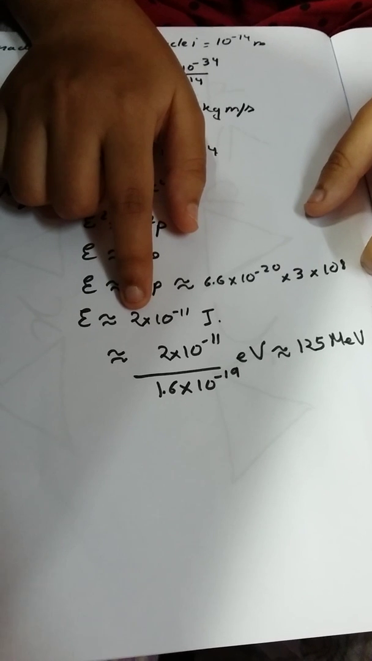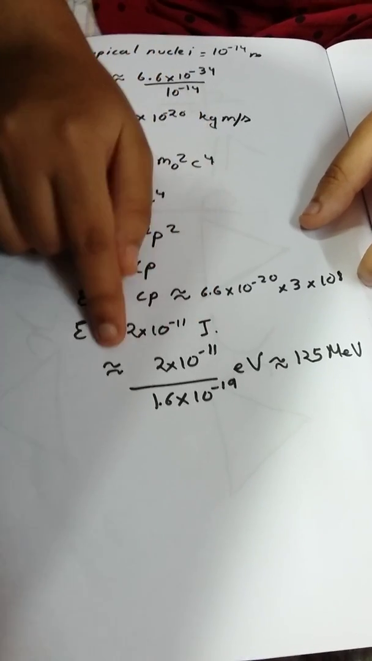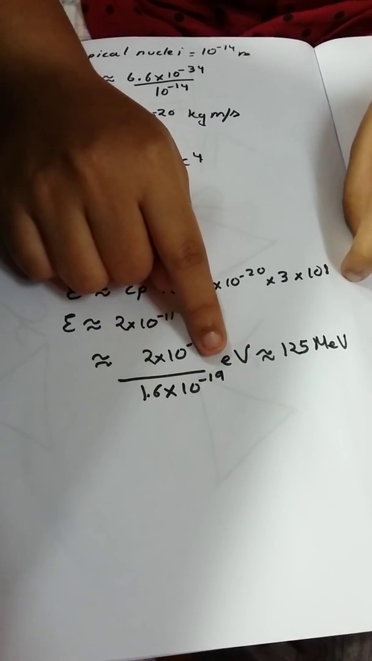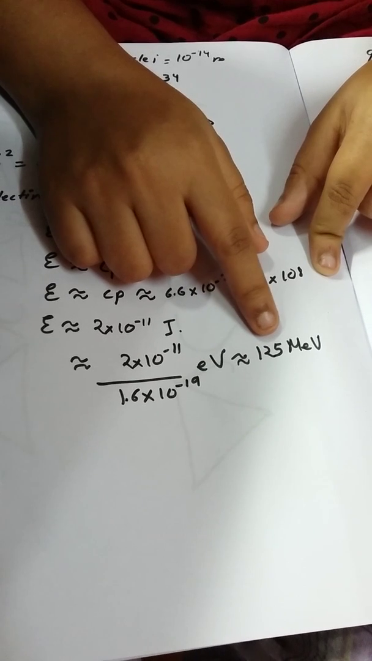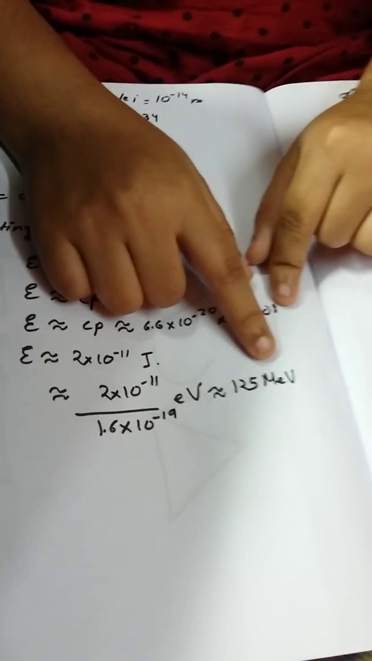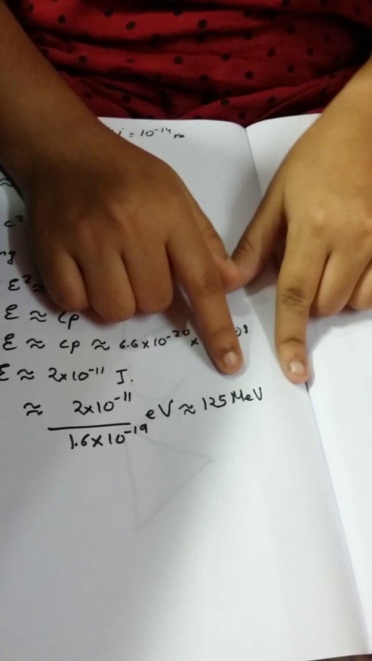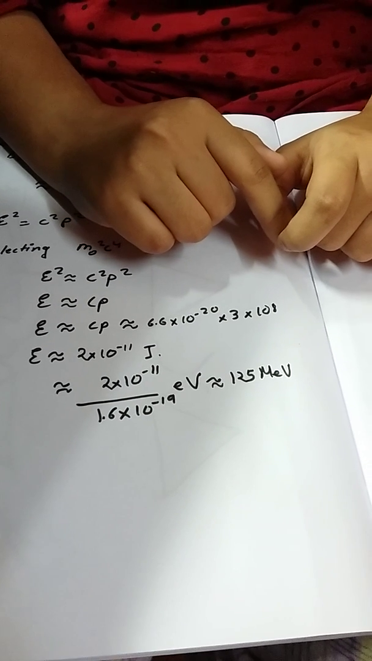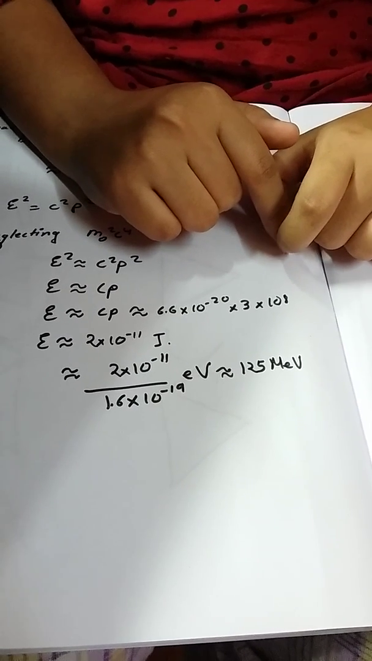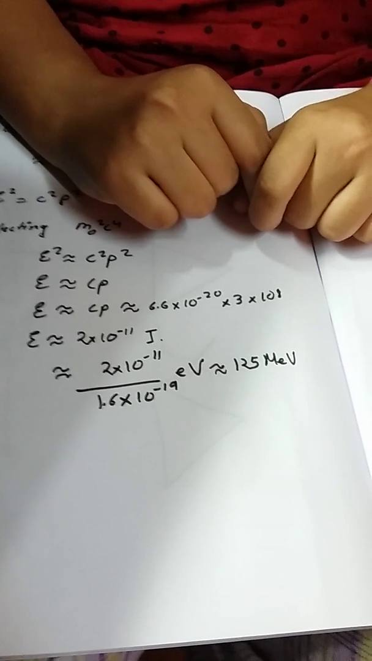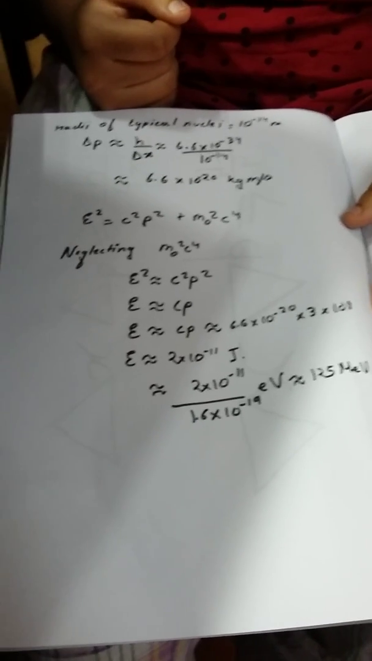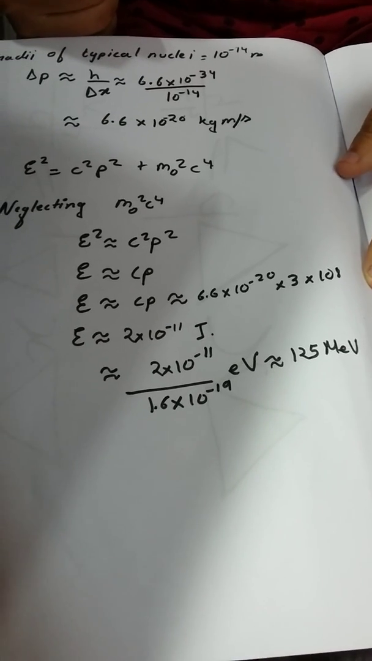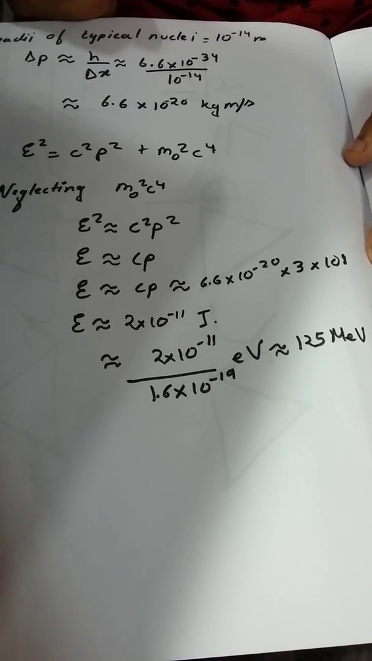E is almost equal to 2 into 10 to the power minus 11 joule, which is almost equal to 2 into 10 to the power minus 11 by 1.6 into 10 to the power minus 19 electron volt, equal to 125 mega electron volt. Thus, the kinetic energy of an electron must be of the order of 125 mega electron volt if it has to stay inside the nucleus. Experiments indicate that the electrons associated with unstable atoms never have more than a fraction of this energy. Therefore, we conclude that electrons cannot exist within the nuclei.